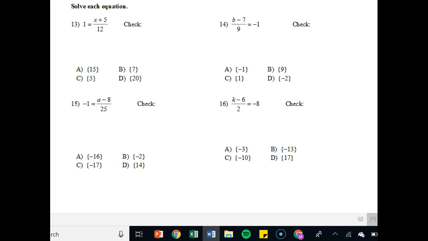All right, and these last problems, remember we went over them in class. These are the kind of tricky ones where you see 1 equals x plus 5 over 12. We're going to actually times to begin with. The 12s cancel out, and you get 12 times 1, which is 12, is equal to x plus 5, right? And now it's just a simple one-step equation.